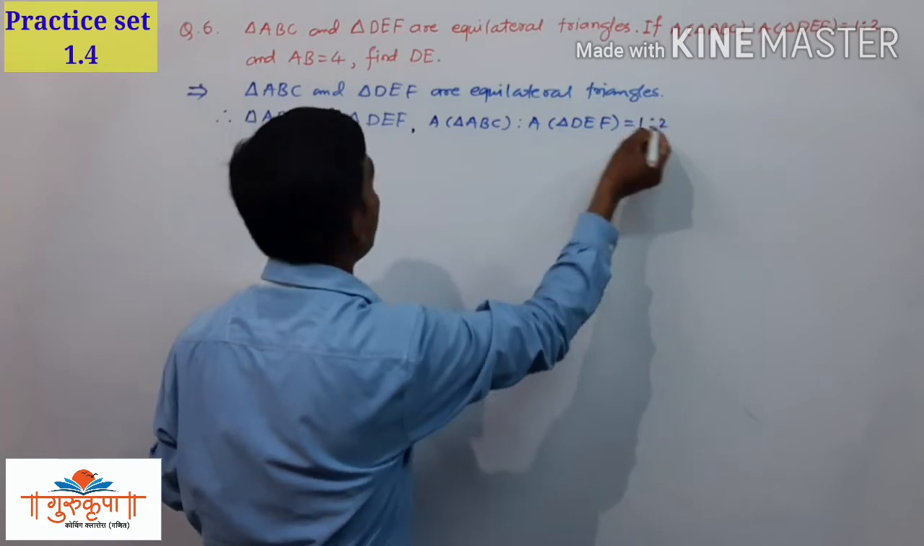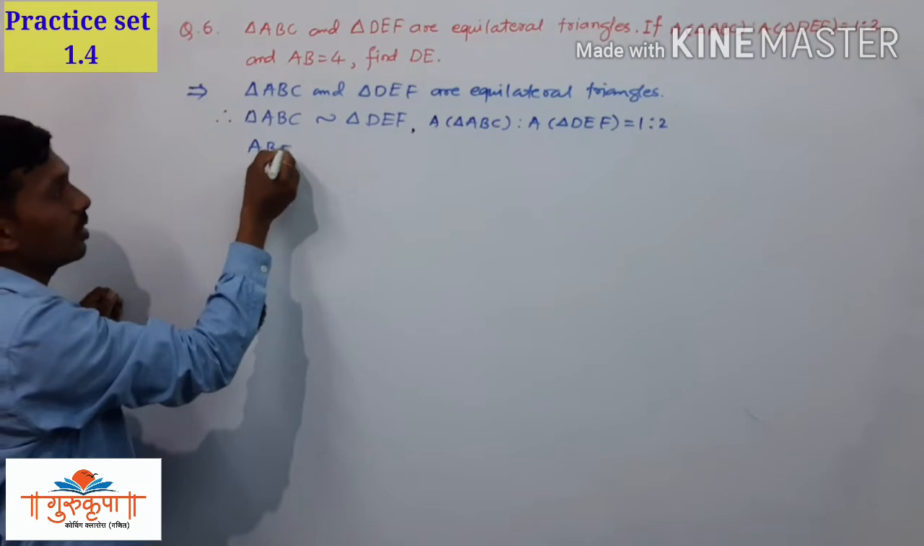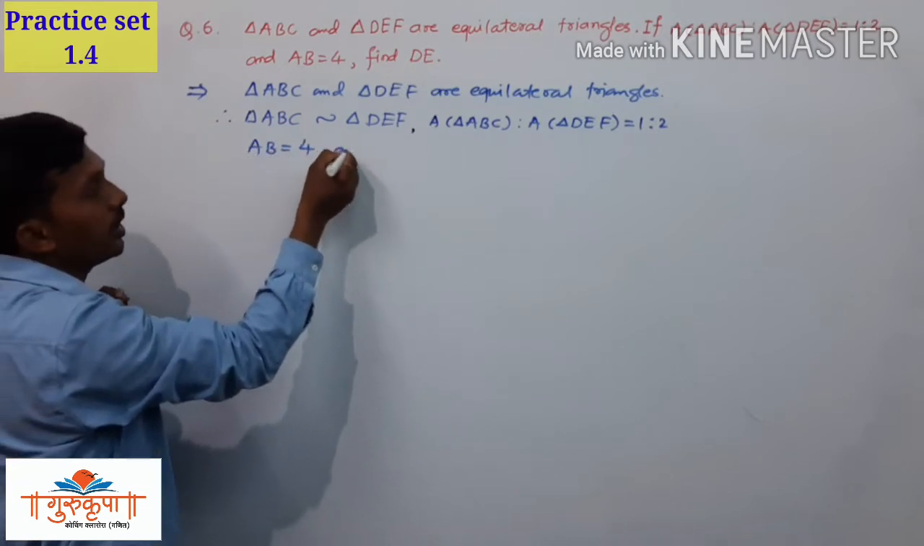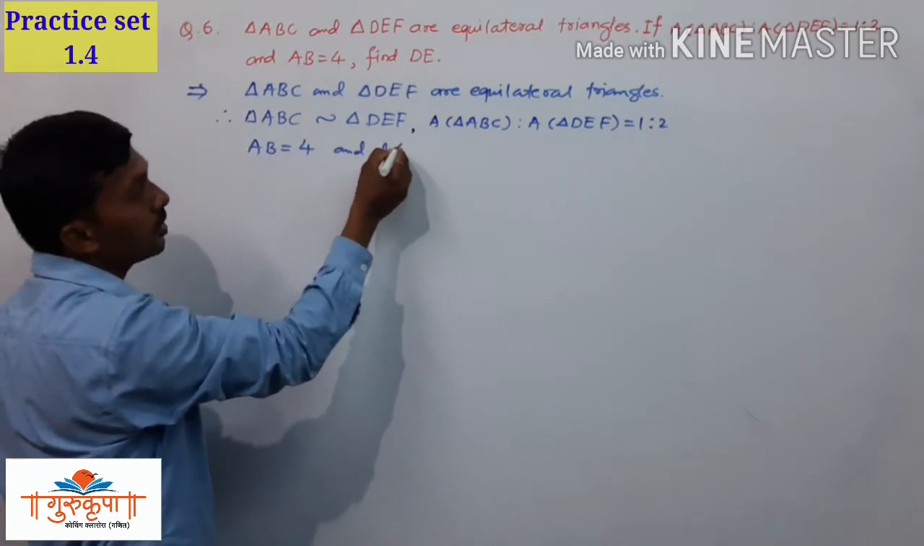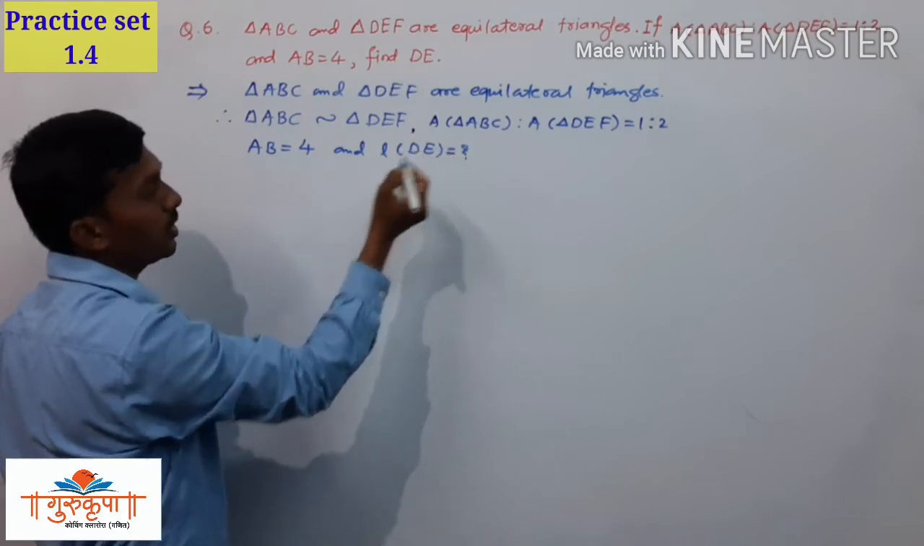It is also given that AB is equal to 4. Find DE. AB is given as 4, and we have to find the length of segment DE. That we have to find.